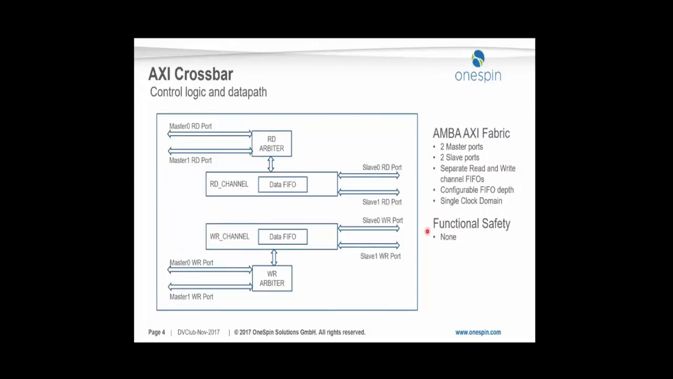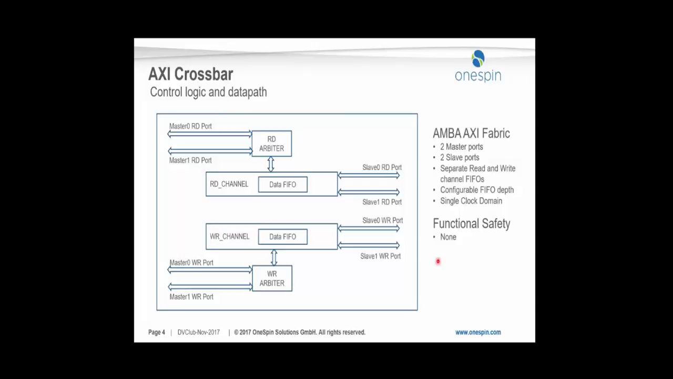So now coming to the EXA Crossbar. So it's basically an AMBA fabric, two master, two slave ports, separate read and write logic, configurable FIFO, and we have a single clock domain in this case. And in this case, we had no functional safety mechanism in place. So now, for example, as a designer, we get asked to add a functional safety mechanism because we want to use this EXA Crossbar inside an automotive chip.